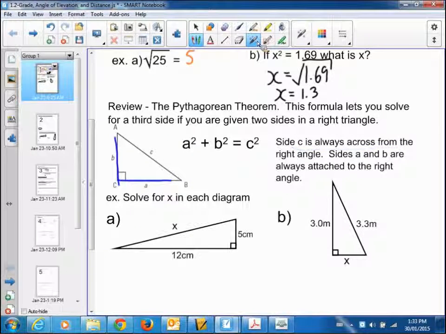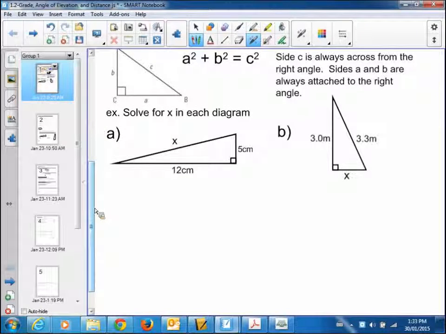Now, solve for X in each diagram. I'll do 2 of them with you, and you'll have the tools to solve most of the problems. Let's, on this diagram, before you start it, take your pencil and just label A, B, C. I'm going to go A, B, and C like this, okay? Why am I doing that? Well, I'll show you in a second here.